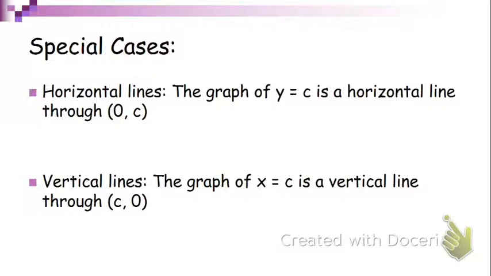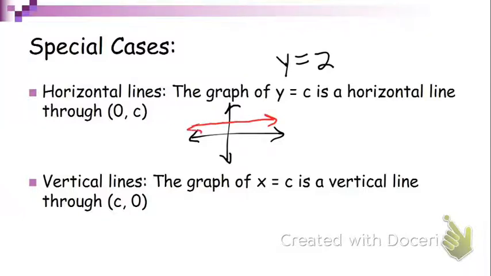Horizontal lines. Basic definition is that y equals c is a horizontal line. It'll go through the ordered pair 0, c. So for example, we'll do a quick little example. Y equals 2. If y equals 2, that means x can be anything. Y is always going to be 2.